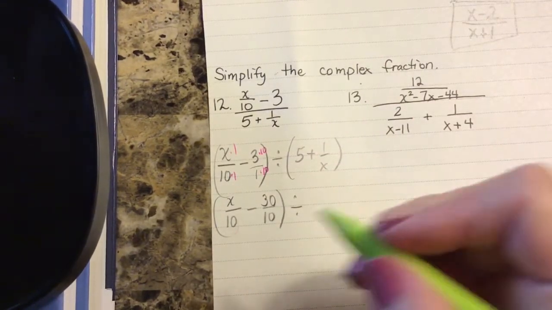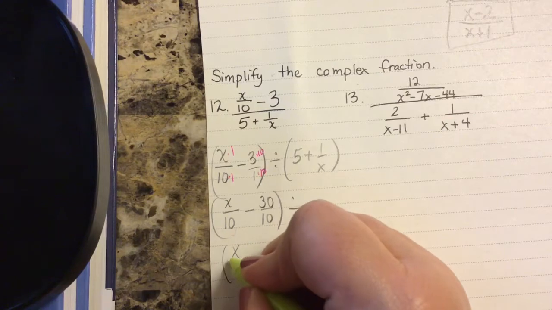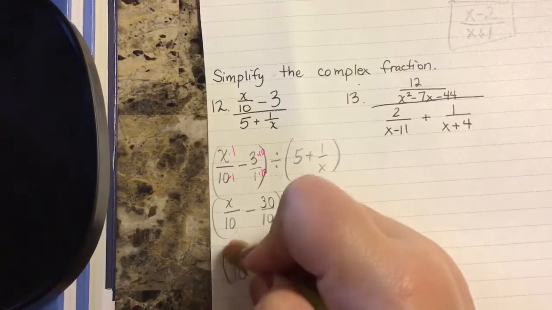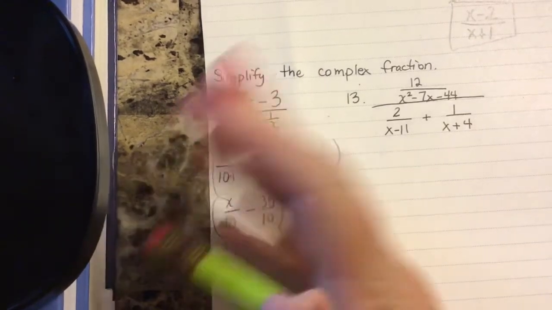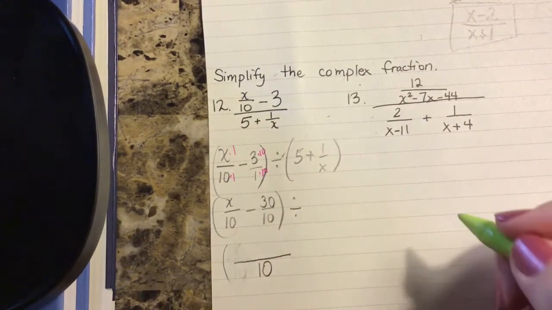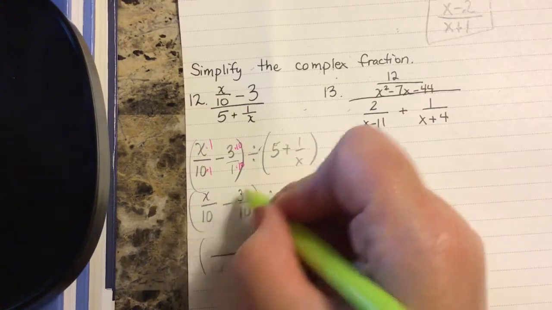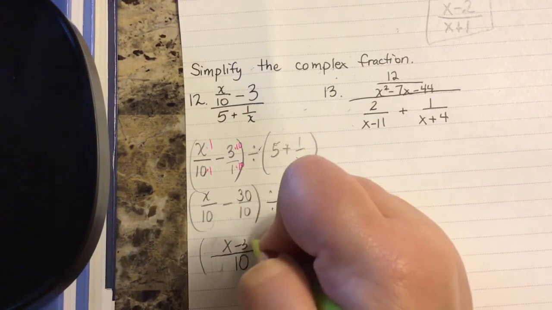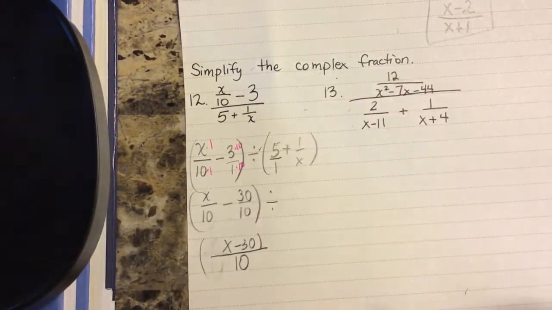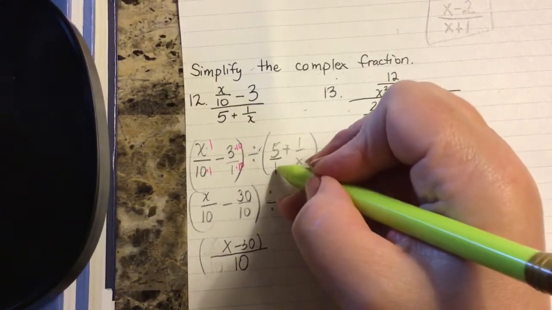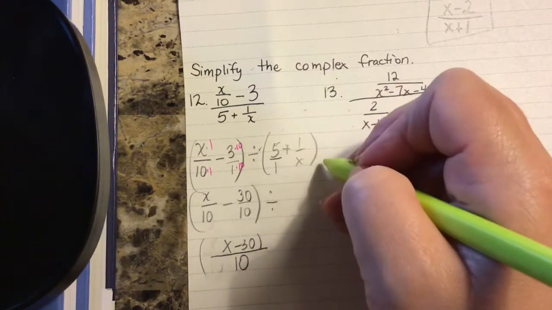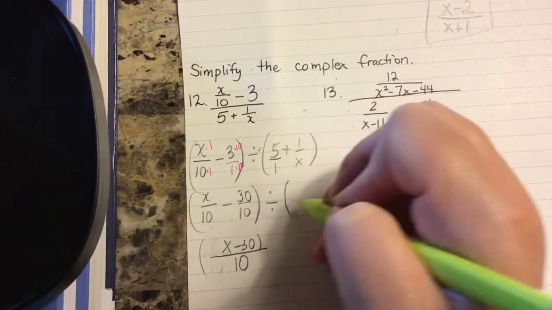So then I have x over 10. I have a common denominator now, so I have 10 in my denominator, and then x minus 30 in my numerator. Okay, now for the next binomial, 1 is in the denominator here. Between 1 and x, what would my common denominator be? And hopefully you can see that it's just x.